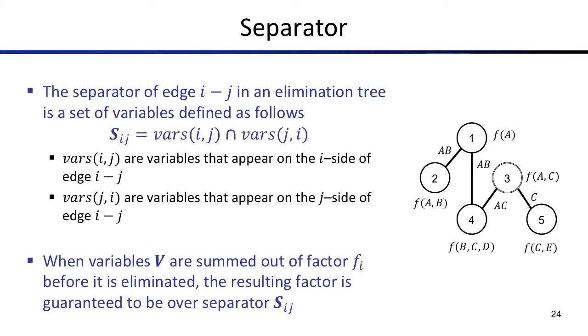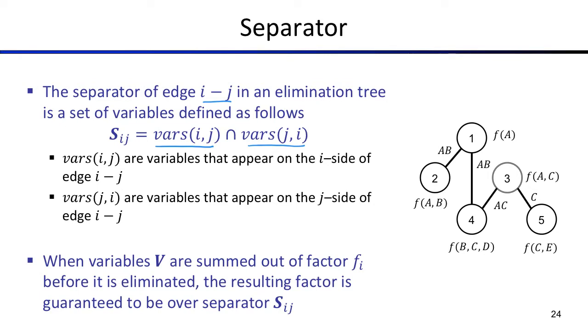So a separator is defined over edges. If I have one edge ij, I will define the separator for an elimination tree as a set of variables, and this set of variables is the intersection between the variables that occur in factors on one side of the edge and the other side of the edge. So let's take one example that's going to be easier to understand.